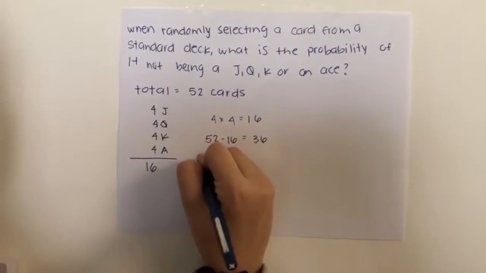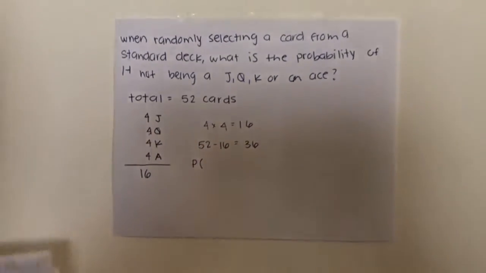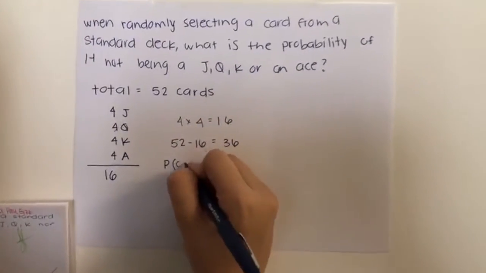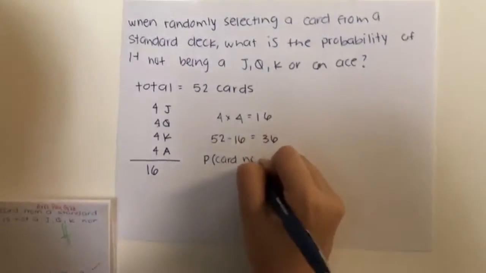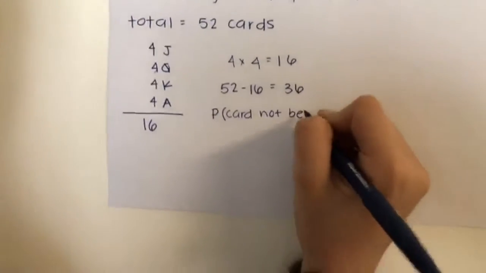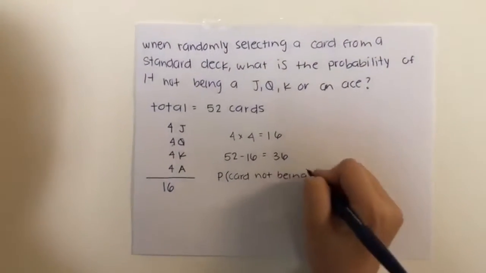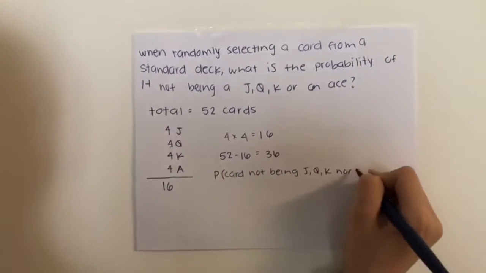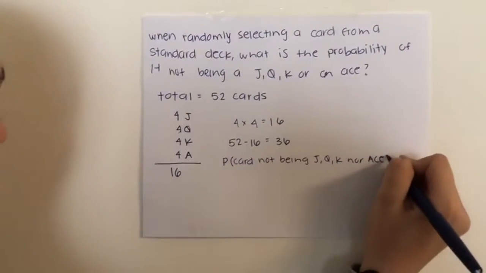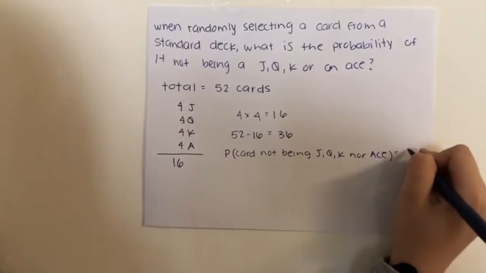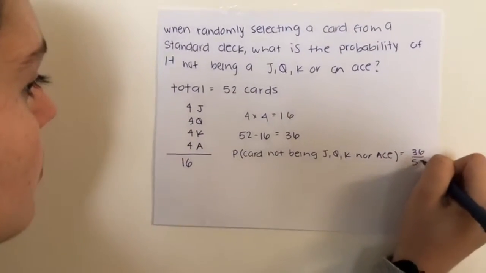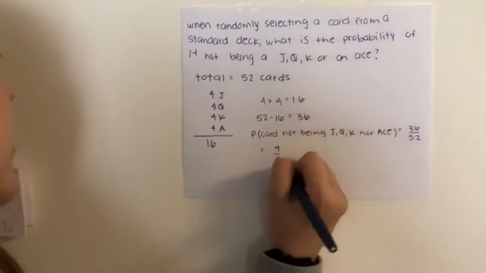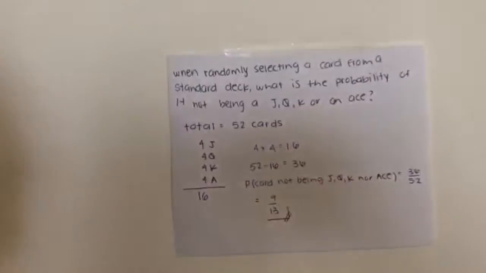So the probability, this is how you write the probability of a problem. P, open parentheses, card not being jack, queen, king, nor ace, close parentheses, equals 36 over 52, which can be simplified to 9 over 13, which equals your final answer.